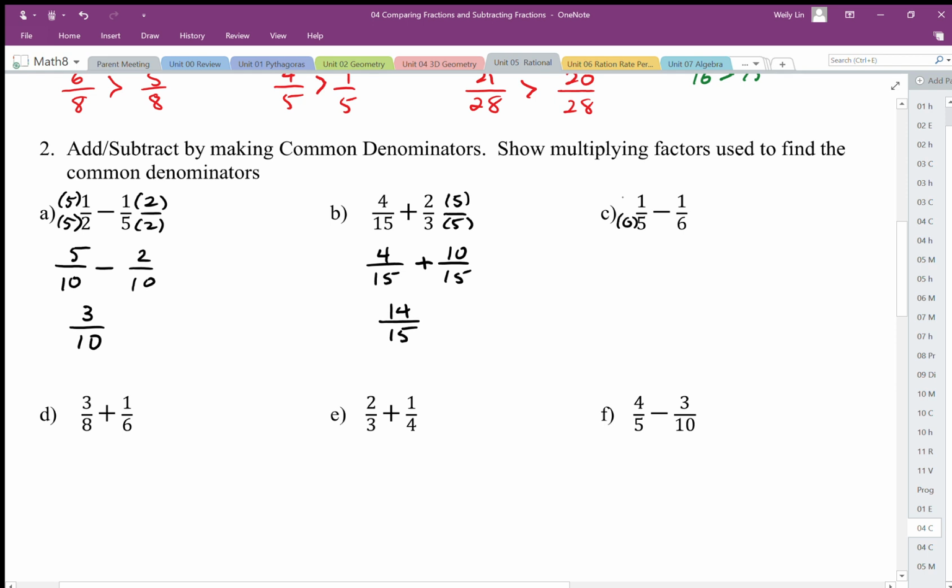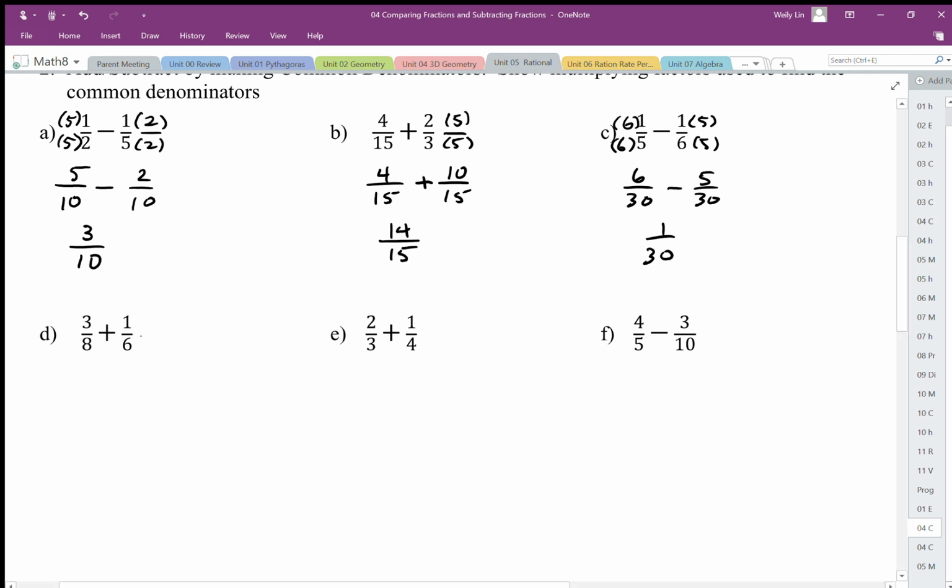Here we're going to multiply by 6 on top and bottom. Here we're going to multiply by 5 on top and bottom. We get 6/30, which is the same as 1/5, and 5/30, which is the same as 1/6, and we end up with 1/30.